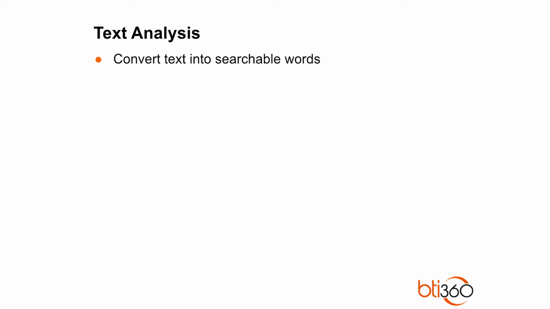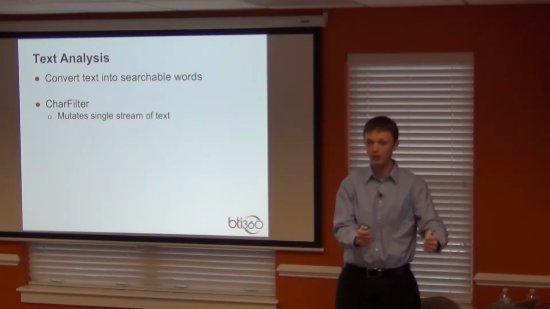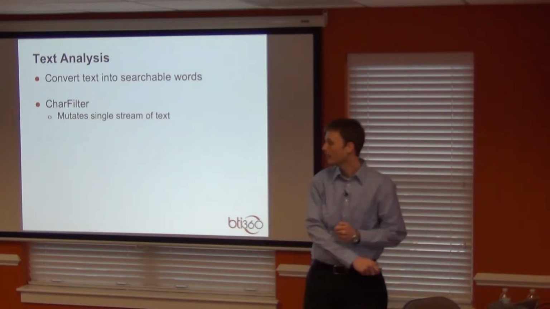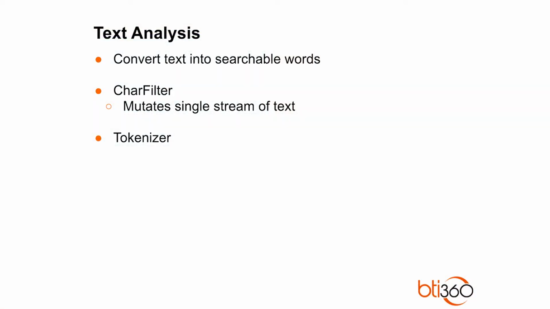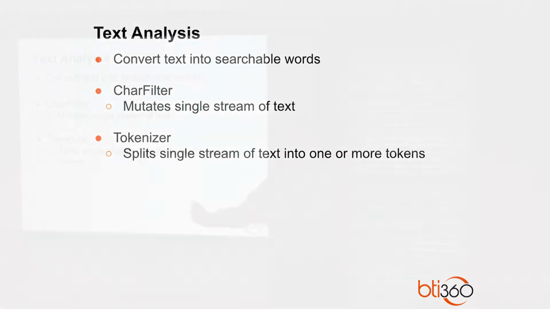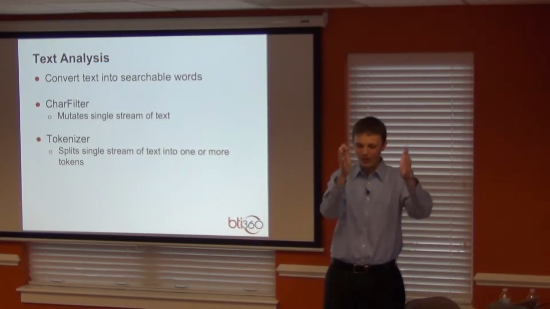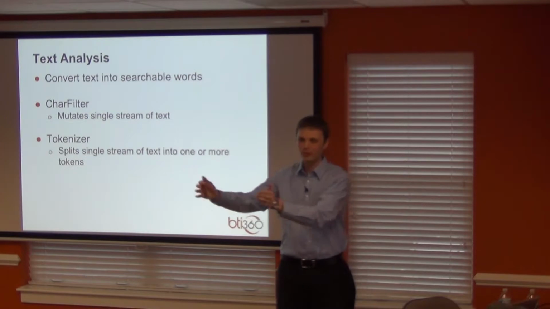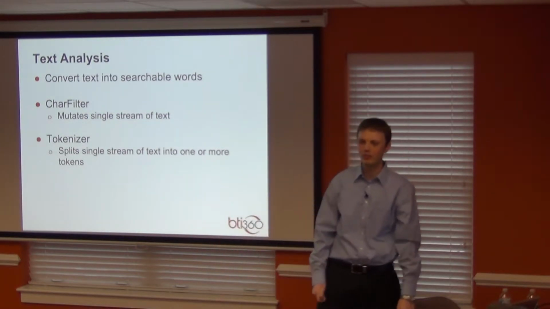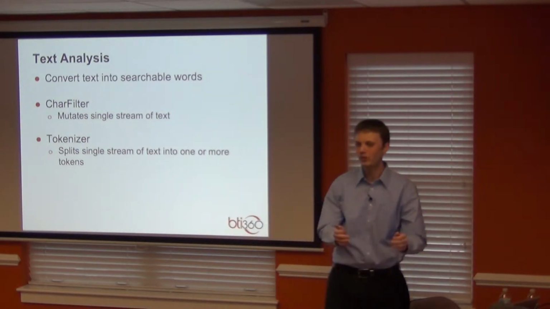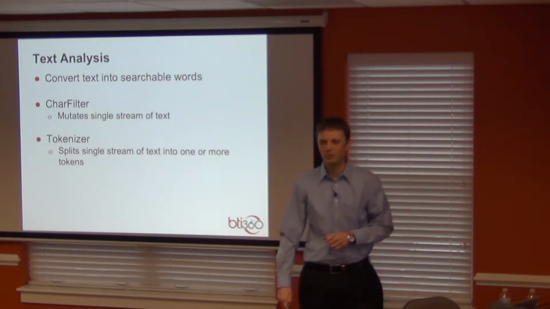Lucene does this a couple ways. It uses a character filter. What this does is it mutates a single stream of text and then sends it out. So input string, output string, okay? That gets fed into a tokenizer. A tokenizer splits a string into a stream of strings, okay? So you have one, and then you have multiple items. An example for this is I want to split on white space. So you split it on white space, and the output is the tokens between that white space.